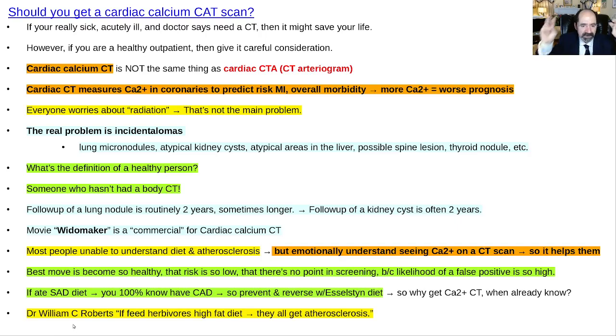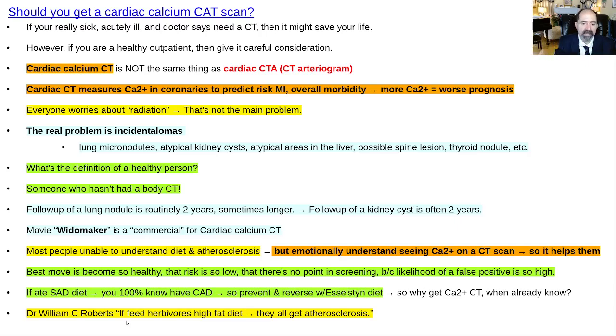William C. Roberts, the most famous cardiac pathologist in the whole world, said if you feed a herbivore a high-fat diet, they all get atherosclerosis, 100% of them. It's the same thing with humans. We're herbivores by our physiology. We all have atherosclerosis if we ate a high-fat diet. So stop eating a high-fat diet. So anyways, there it is.